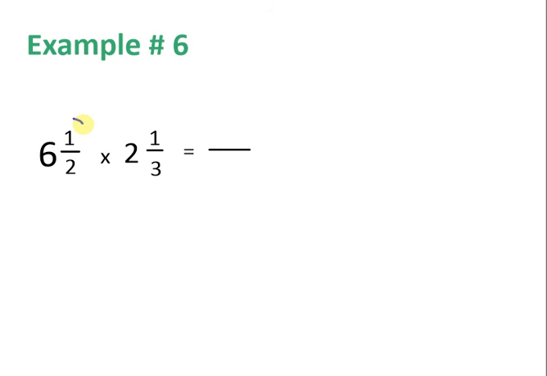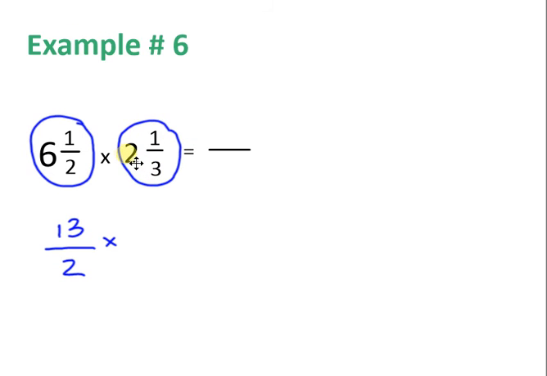So let's change this guy into an improper fraction. So 2 times 6 is 12. 12 plus 1 is 13. So we have 13/2 times... And then let's change this guy here. 3 times 2 is 6, plus 1 is 7. 7 over 3. Okay, we'll do it the normal way first. Let's multiply straight across. So 13 times 7, so I'm going to have to work that out up here.